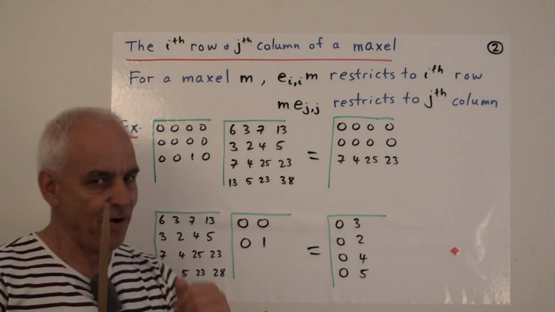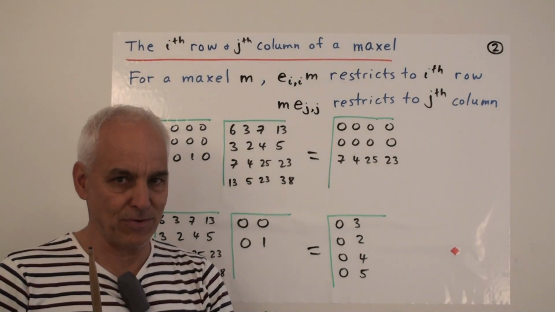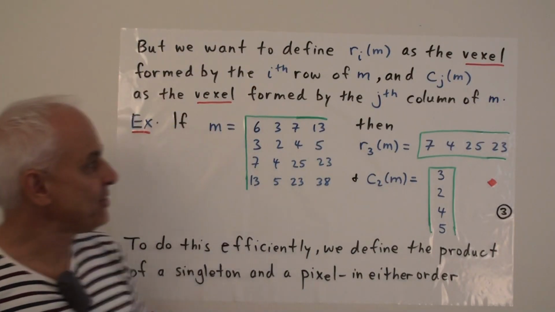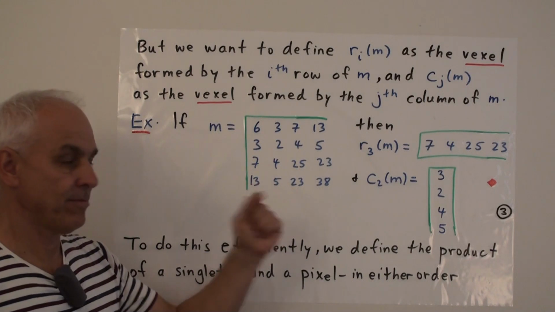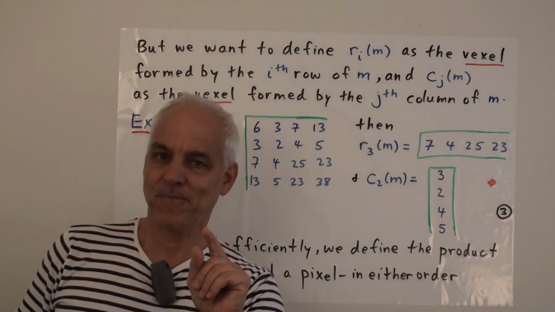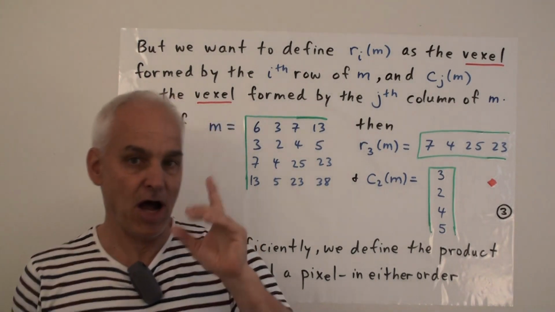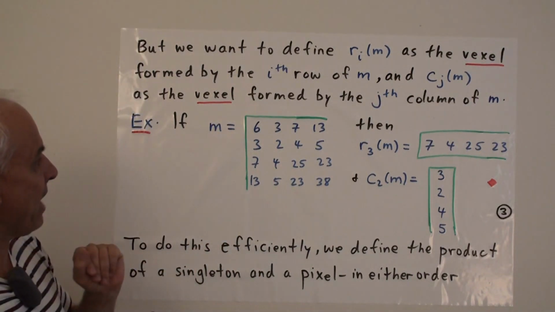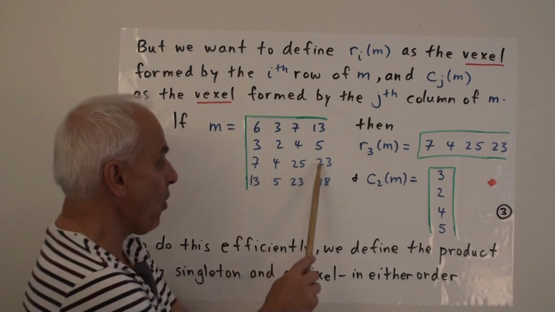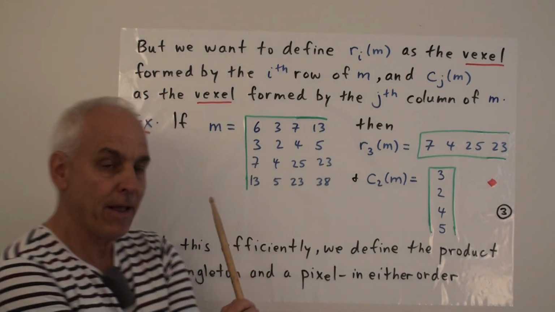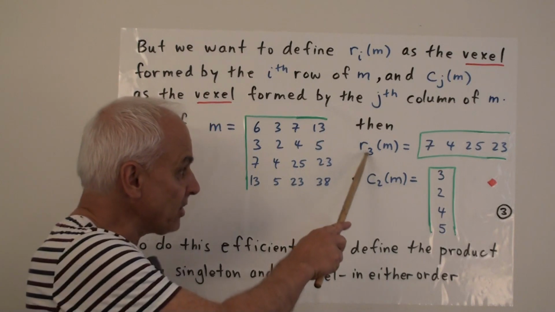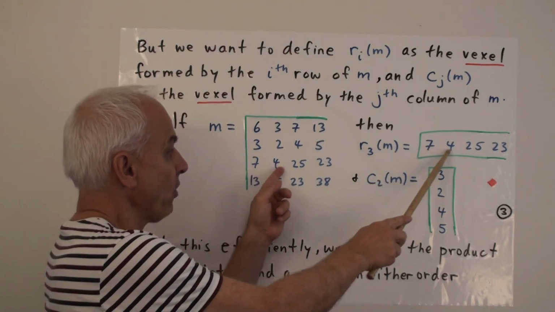But we want to have also another possible way of thinking about what the rows and columns of a maxil are. What we are going to want to do is to define the ith row of a maxil or the jth column of a maxil as a vexil. In other words, as a one-dimensional object, not as another two-dimensional object. So for example, if this is the maxil M, we are going to want to define the third row of this maxil as being that row there, but actually as a one-dimensional object, in other words, as a vexil. So that R_3 of M is the vexil 7, 4, 25, 23.